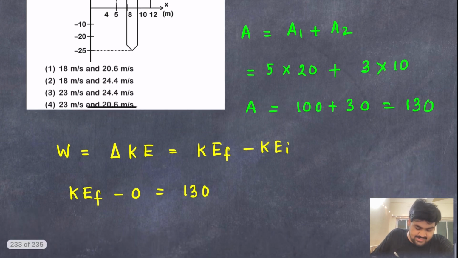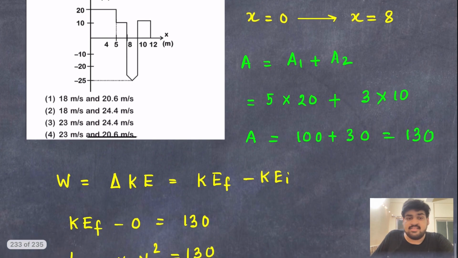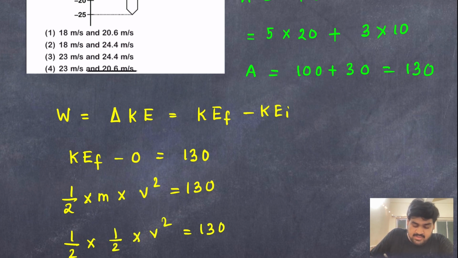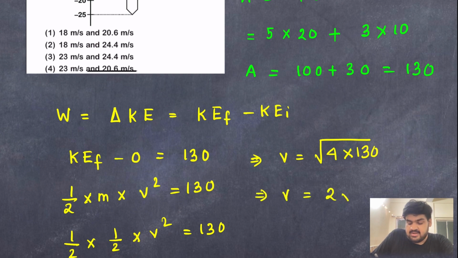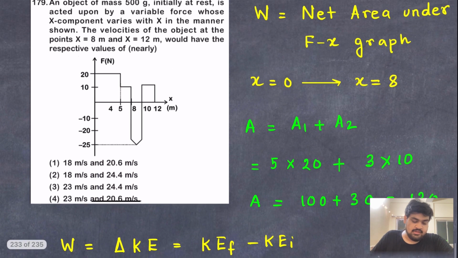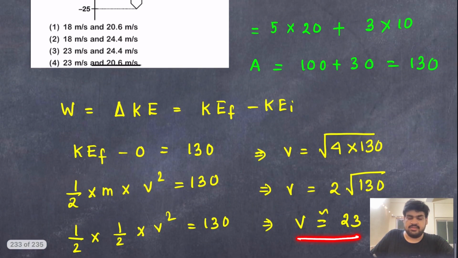And what will be the final kinetic energy? Half m v square, so this will be equal to 130. The body mass is given to be 500 gram. In SI units it will be half a kilogram, right? So half times v square equals 130. From here our actual velocity comes out to be the square root of 4 times 130, so velocity is twice the square root of 130, which is approximately 23 meter per second. So our first part answer, from x equal to 0 to x equal to 8, is 23 meter per second.